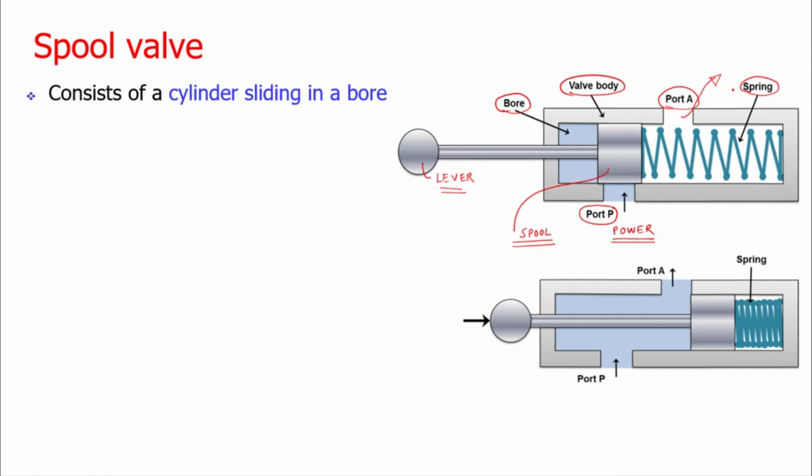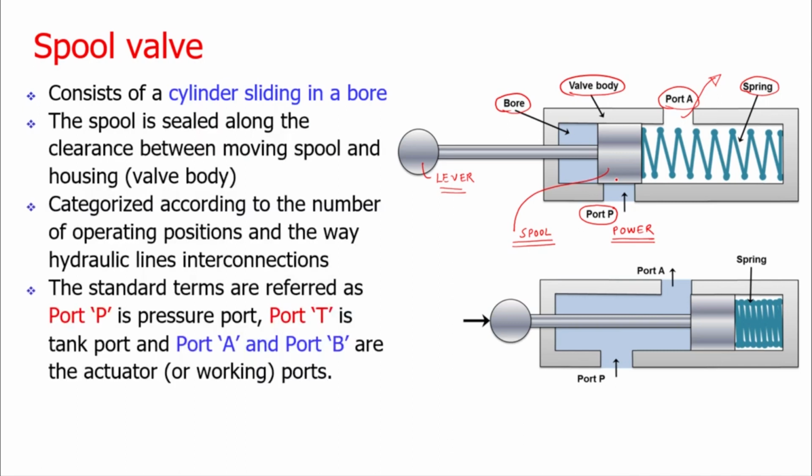So based upon the number of ports and based upon the number of positions, we can have a variety of spool valve configurations. So there is another port that is called as the tank port. T is designated for the tank, that is a sump in hydraulic systems. In pneumatic systems, we are using the letter R, that is a vent to the environment.